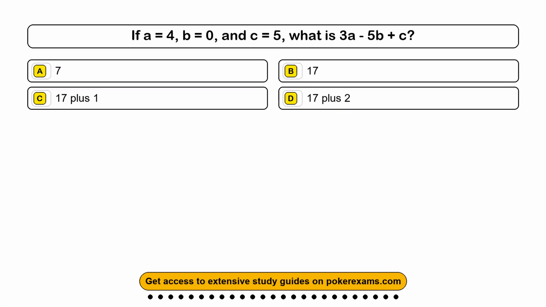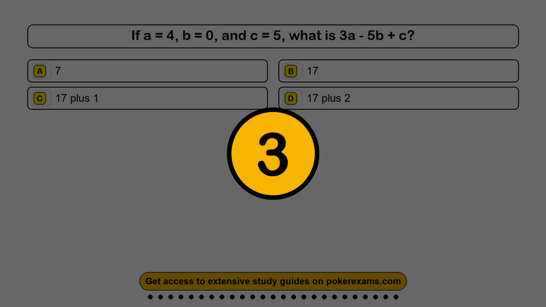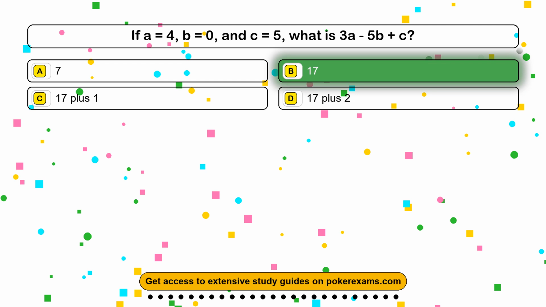Question 8. If A equals 4, B equals 0, and C equals 5, what is 3A minus 5B plus C? Option A: 7. Option B: 17. Option C: 17 plus 1. Option D: 17 plus 2. The correct answer is option B, 17.